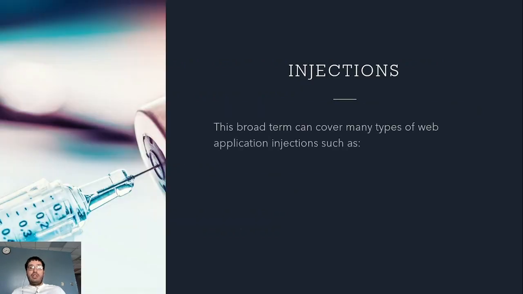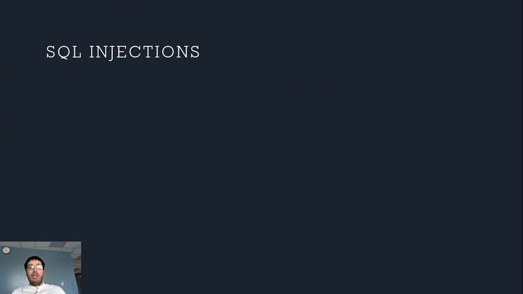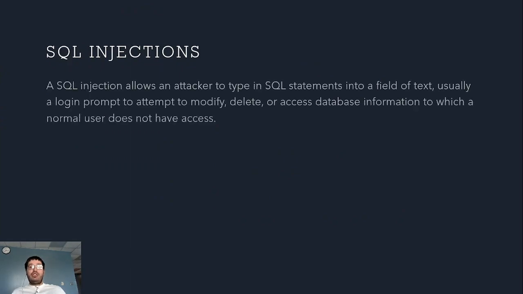And injections. This broad term can cover many types of web application injections, such as SQL injections, cross-site scripting, and external control of file name or path. So, SQL injections. A SQL injection allows the attacker to type SQL statements into a text field, usually a login prompt or a password, to attempt to modify, delete, or access database information to which a normal user does not have access.